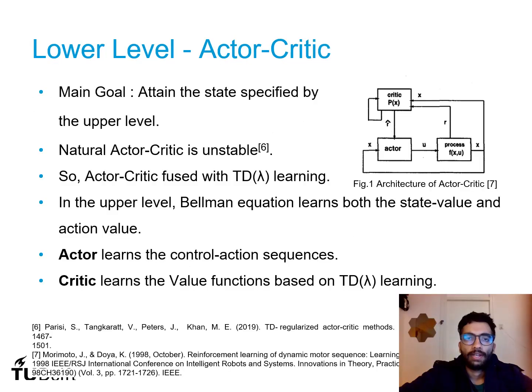The next level in the hierarchical reinforcement learning is the lower level. The main goal of the lower level is to attain the state specified by the upper level. The authors have implemented actor critic in the lower level.